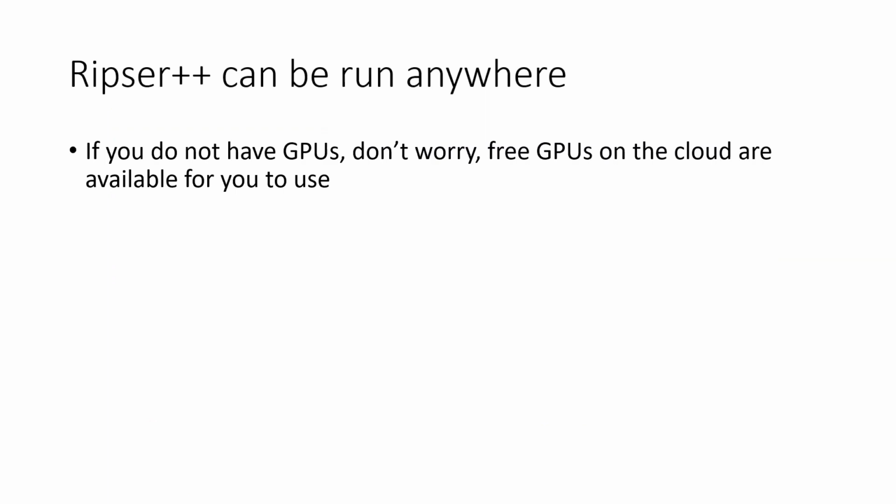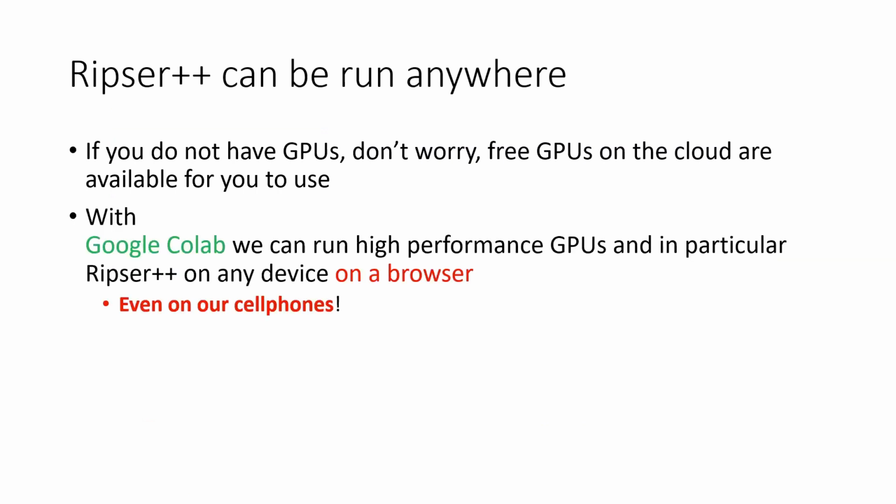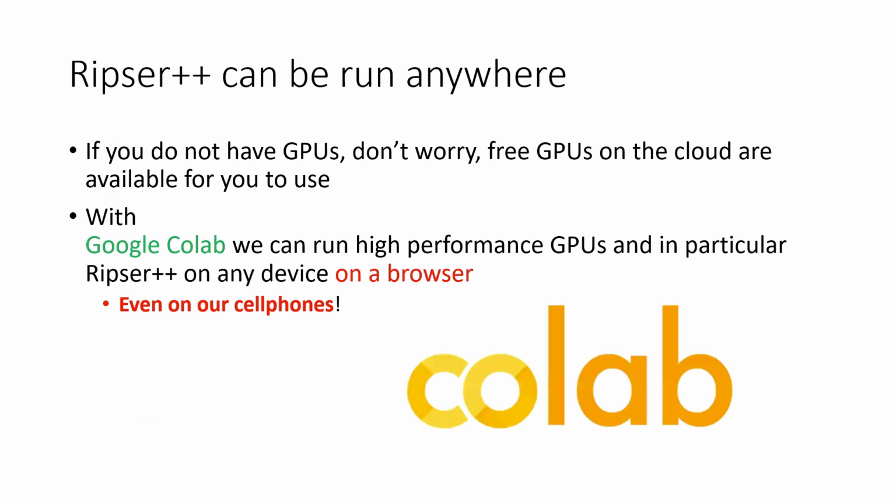If you don't have a GPU, don't worry. GPUs are free on the cloud. With Google Colab, high-performance GPUs are available for use from any device on a browser. In particular, we can run Ripser++ on our cell phone. All you need is a Google account, and you can use Google Colab for free, and therefore run Ripser++ for free.